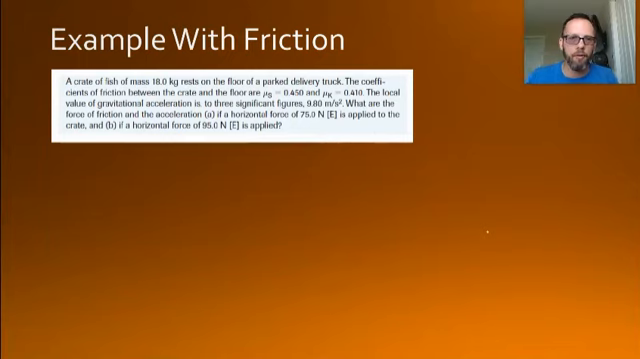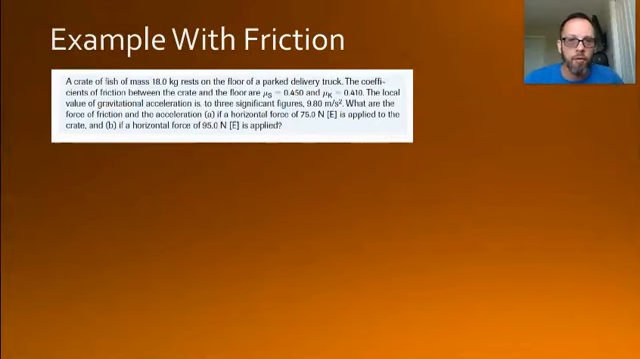So let's look at our first example here. We have a crate of fish resting on the floor of a delivery truck, and we've got the coefficients of friction, static and kinetic. So you can see the coefficient of static friction is a little bit more than the coefficient of kinetic friction. That is usually the case. I think there are some substances where they're equal or swapped, but not many.